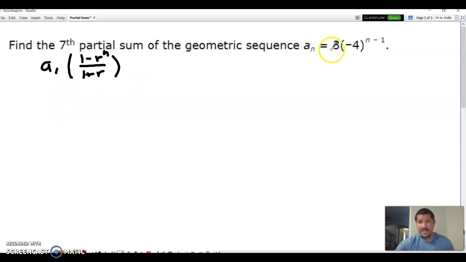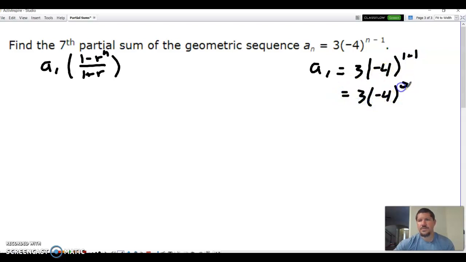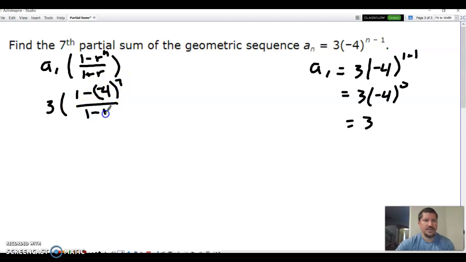Alright, so I have to find a sub 1. So if I put a 1 here, a sub 1 is 3 times negative 4 to the 1 minus 1 to the 0. Well, anything raised to the 0 is 1, so that's 3. Perfect. So this is 3 times, my r is negative 4. That's 1 minus negative 4 raised to the 7th power over 1 minus negative 4.